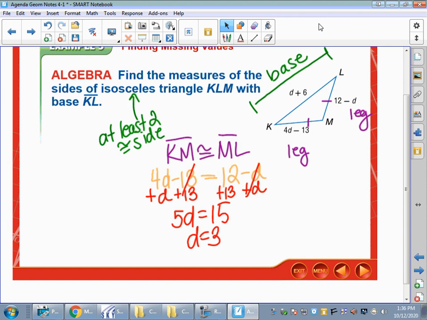But notice it says find the measures of the sides. We're not quite done. D equals 3. So what does this side right here have to be? KL. Plug in that 3. Side KL has to be equal to 3 plus 6 or 9. Plug in for KM. So I'm going to put a 3 in place of that D. So 4D minus 13, or 4 times 3 minus 13. Did I do the wrong divide? Oh my goodness. Let's try that again. Wouldn't you agree that, are you wondering about my math?